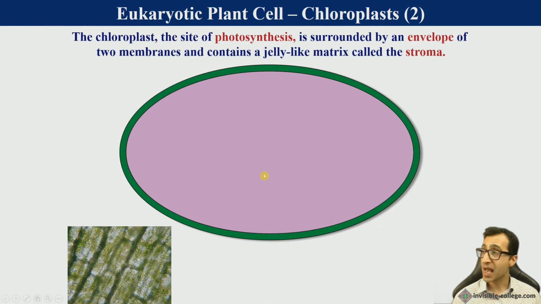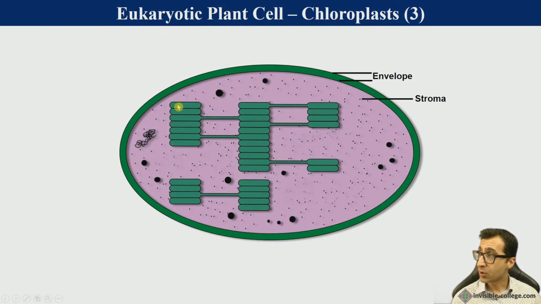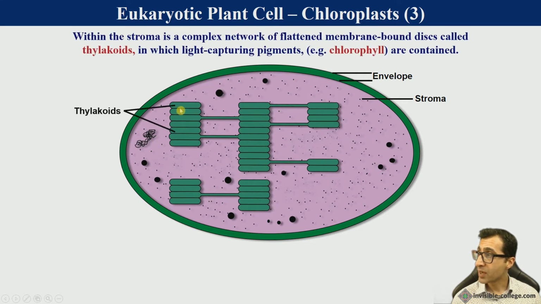So these have a double membrane envelope, and the jelly-like matrix within the chloroplast is referred to as the stroma. Now, within the chloroplast, you also have stacks of membrane-bound vesicles called thylakoids, which are stacked into these grana and have these connecting lamellae between them. So here we can see the thylakoids. Now, each of these is a membrane-bound sac containing various photosynthetic pigments, such as chlorophylls.